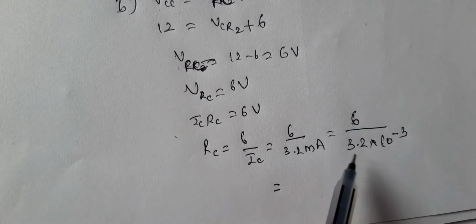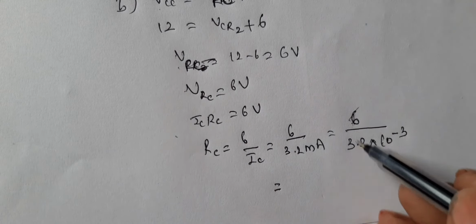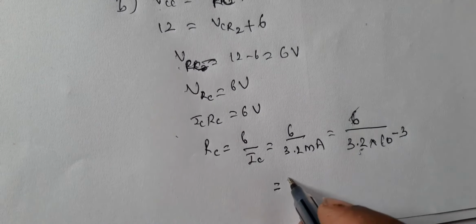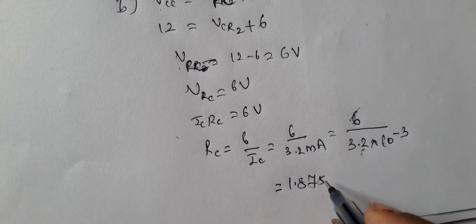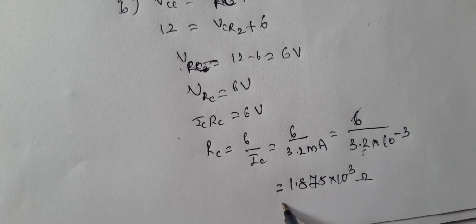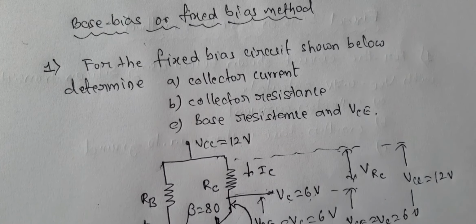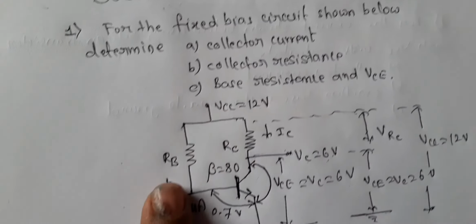6 divided by 3.2 is 1.875. Therefore, 1.875 into 10 power minus 3, when it goes up, it becomes plus 3. The unit of resistance is ohm. Or you can write this as 1.8 kilo ohm. What do you have to calculate next? Base resistance. RB is how much?